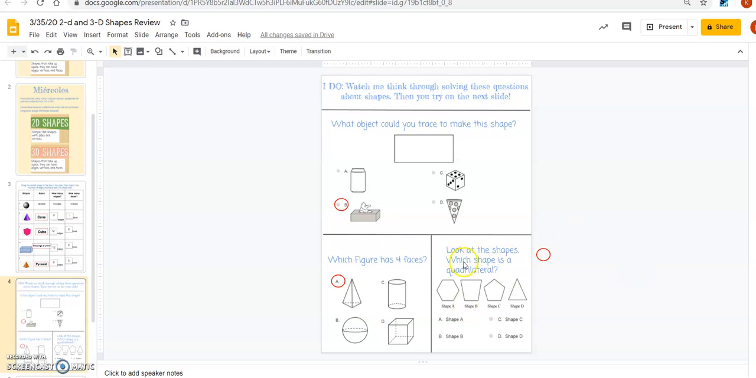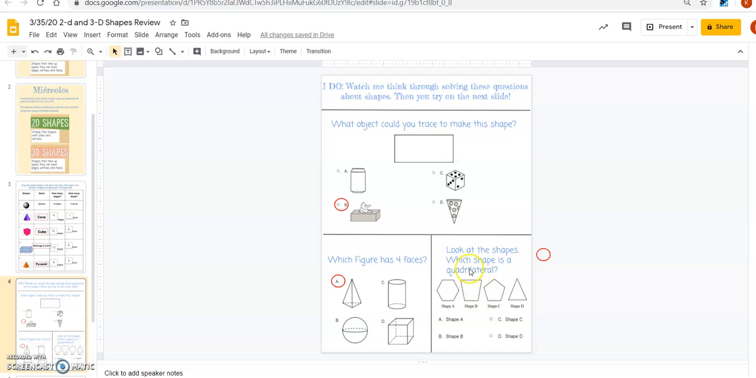Let's look at the shapes. Which shape is a quadrilateral? Quad. That number comes from the word 4. Quad and 4, kind of like quarter, like you need 4 quarters. Quadrilateral means it is a polygon with 4 sides. So let me see. This is way more than 4. Goodbye. I know this one has 1, 2, 3, 4, 5, 6. That's a hexagon.